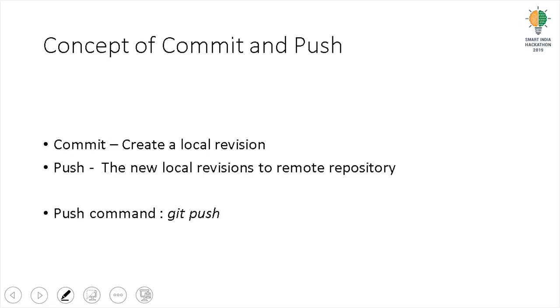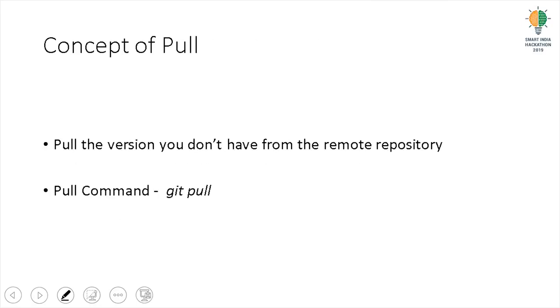So, when you do a commit, it creates a local revision. It is not yet available to other users. When you do a push, the local revision is copied to the remote repository, and for that you need to do the git push command. Once you have done the push, you need to do a pull. So, if you do not have that repository in your local repository, only those revisions will be pulled from the remote repository.